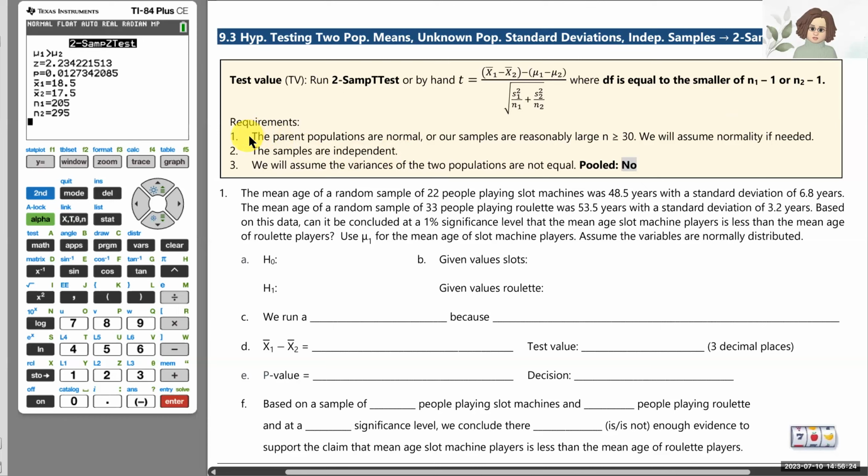And then our usual requirements: that our populations are normal or our sample sizes are reasonably large. Now, the only other thing that we need for our 2-sample T test that we haven't seen previously is that we will assume the variances of our populations are not equal. When we assume that the variances are not equal, we say that we're not going to pool them. So on our calculator, it's going to ask if you'd like to pool, and the answer is no. Pooling would mean that we're assuming the variances are the same. That's all you need to know about that part. We just need to know what to enter when we get to it.